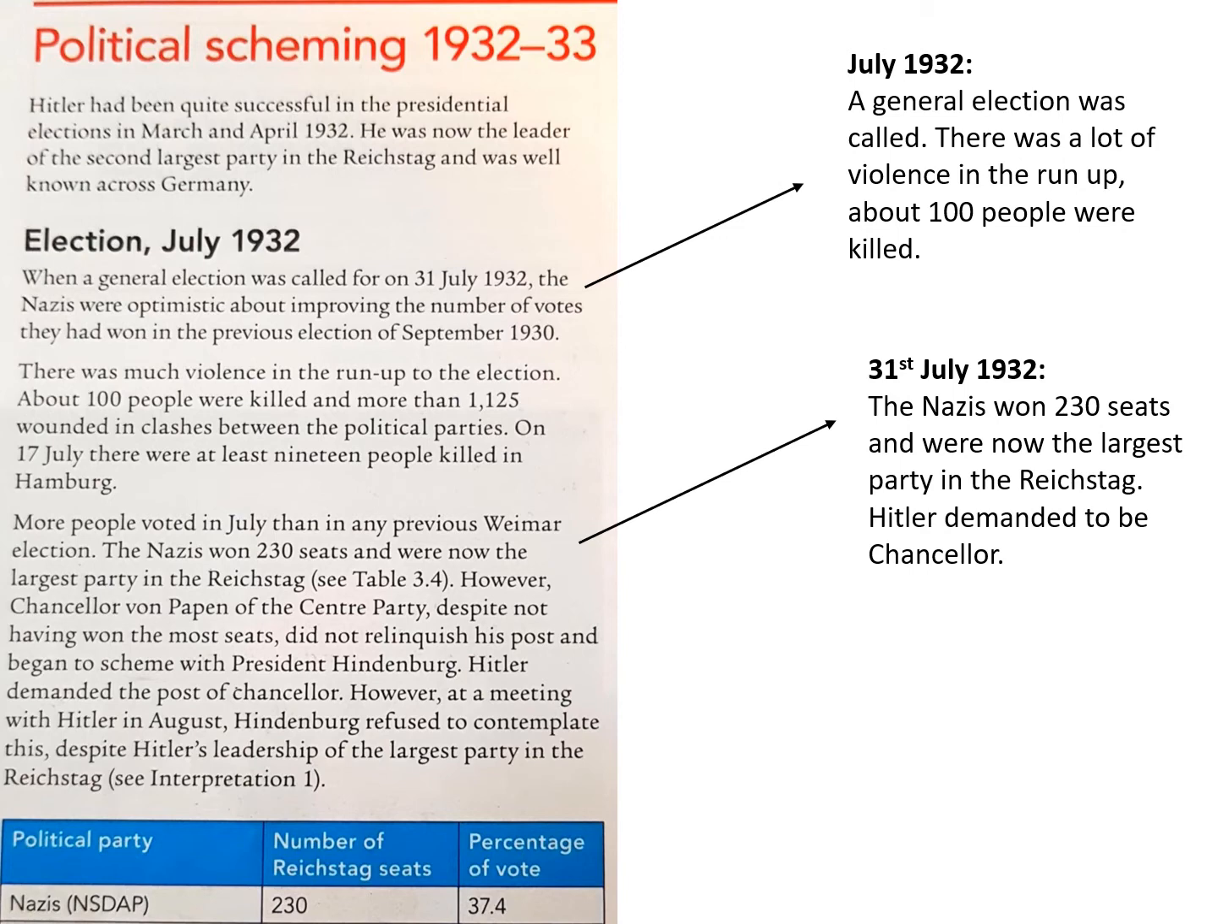So I've condensed that to the 31st of July 1932. The Nazis won 230 seats and were now the largest party in the Reichstag. Hitler demanded to be Chancellor. And then I've gone to August 1932. Hindenburg refuses to make him Chancellor. So those would be the next two things I would pick out. Pop on my timeline.